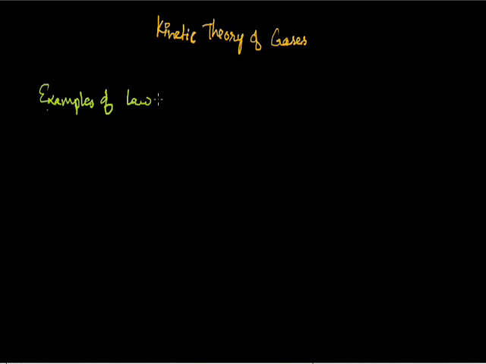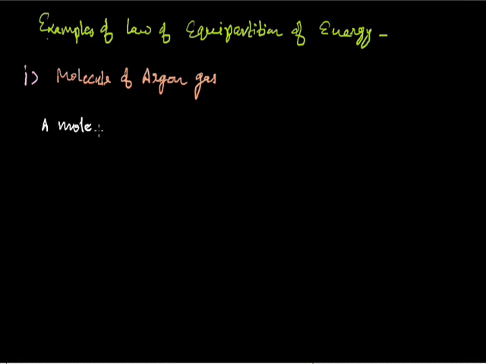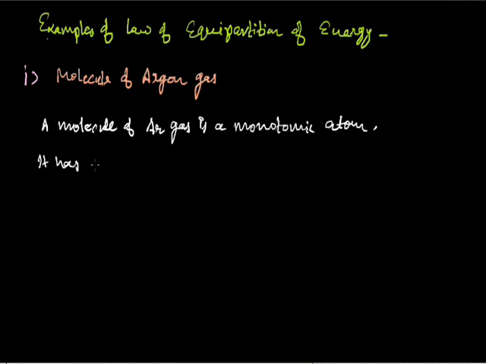Examples of the law of equipartition of energy. At first we will take an example of a molecule of argon gas. A molecule of argon gas is a monatomic atom. It has three translatory degrees of freedom.